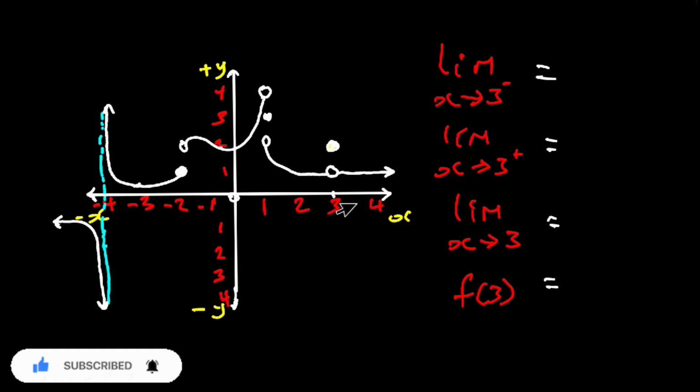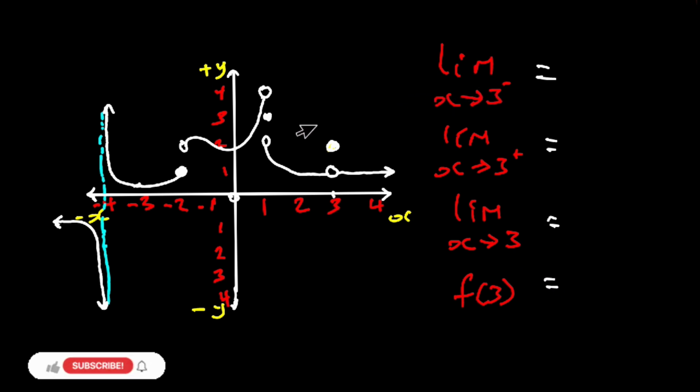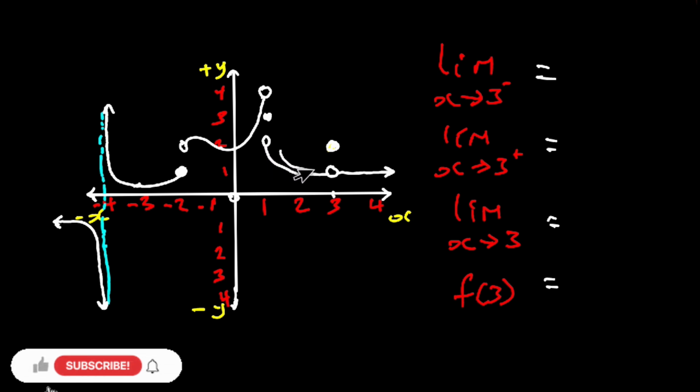To find this limit as x approaches 3 from the left, we're going to follow this curve. If you follow this curve, we meet at this hole here. Now this hole is a point of discontinuity. I will give an example of that later. It's a removable discontinuity. So as x approaches 3 from the left, we trace the y value that corresponds to this hole. Now this y value is equal to 1. So as x approaches 3 from the left, the answer is equal to 1.